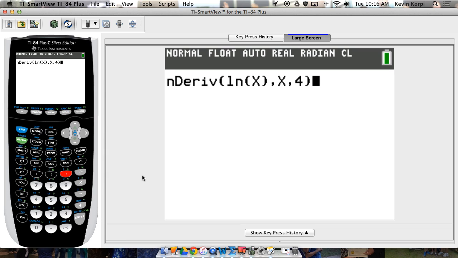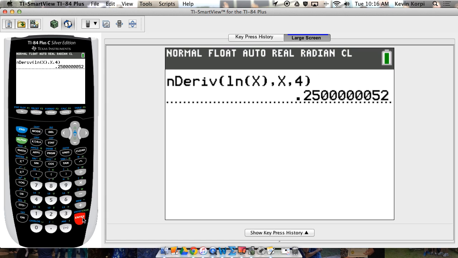So you kind of have to remember the programming language. Function, comma, x always. This is always an x. Comma, the value you're interested in, and you get the same answer. Okay?